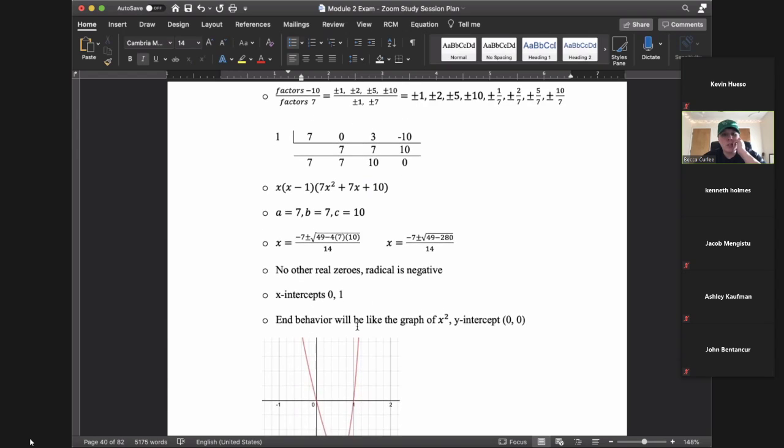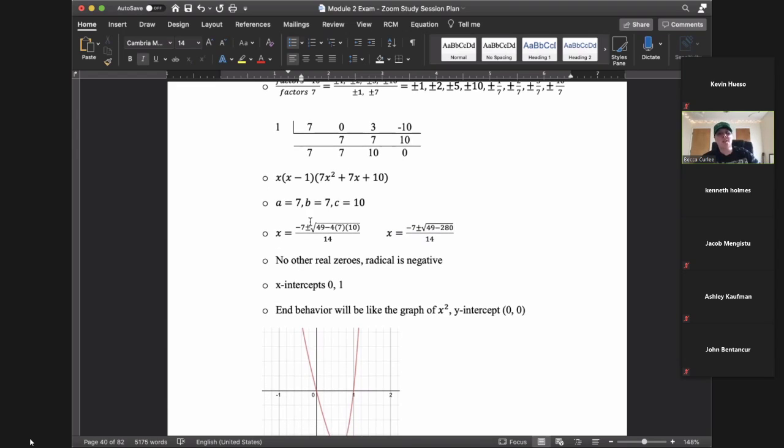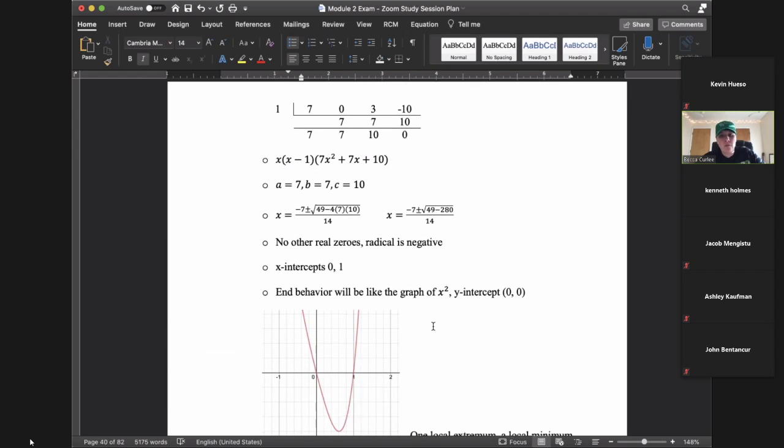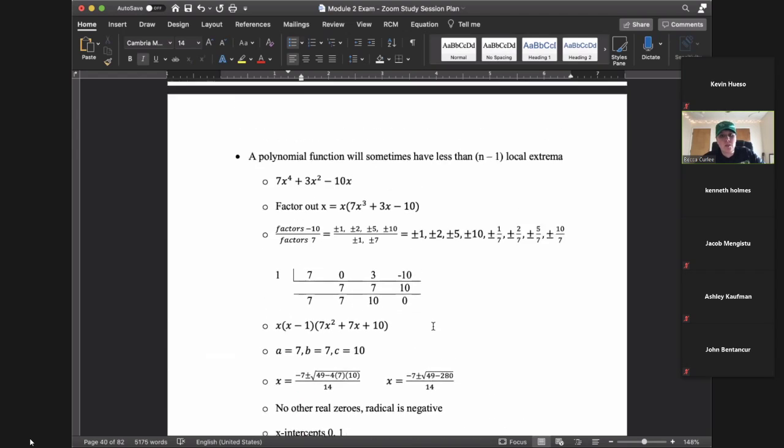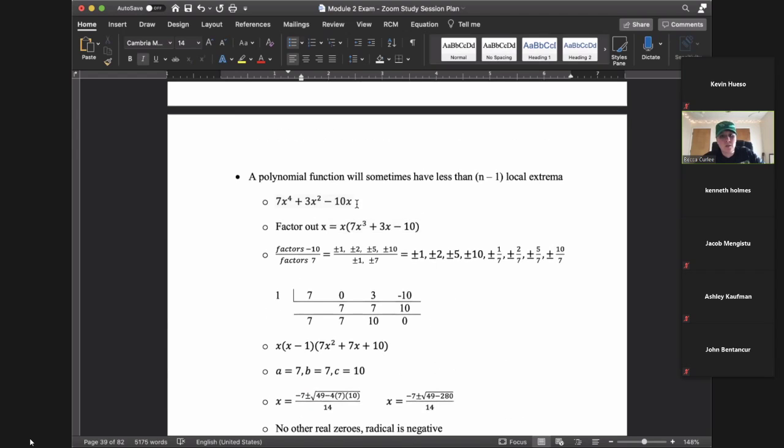And then we're going to do the quadratic formula, since we can't easily factor this. So we've got a equals 7, b equals 7, c equals 10. Plug it into the quadratic formula. There's no other real zeros, because this is a negative radical right here after we do the quadratic formula. So we know that our x-intercepts from this original equation are going to be 0, because we've got a 0 out here, and 1. So the end behavior is going to be like the graph of x squared, and the y-intercept is 0, 0. We've got that from the original equation.